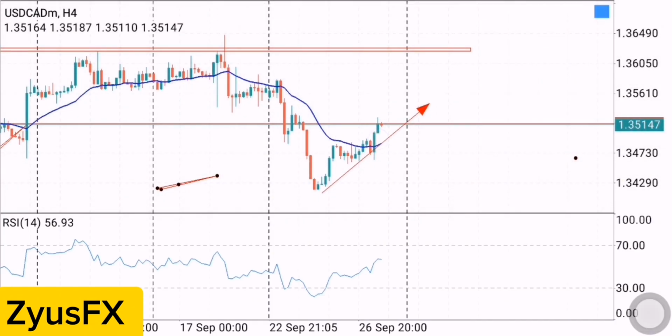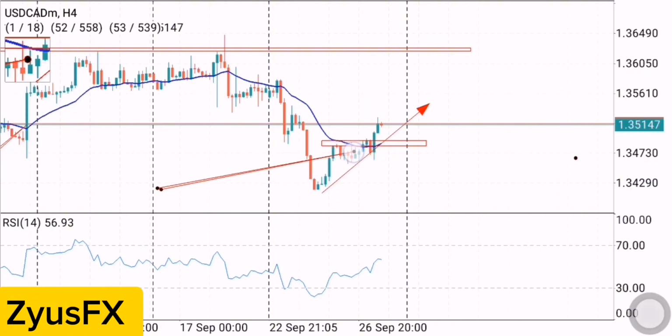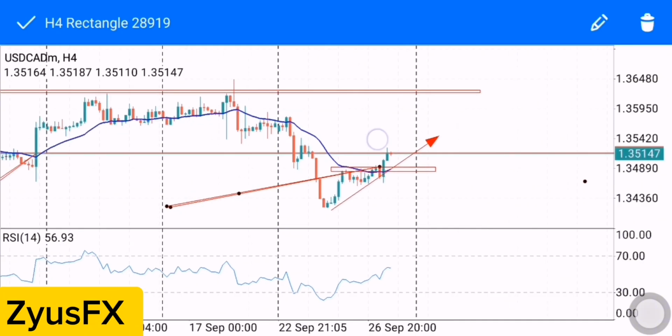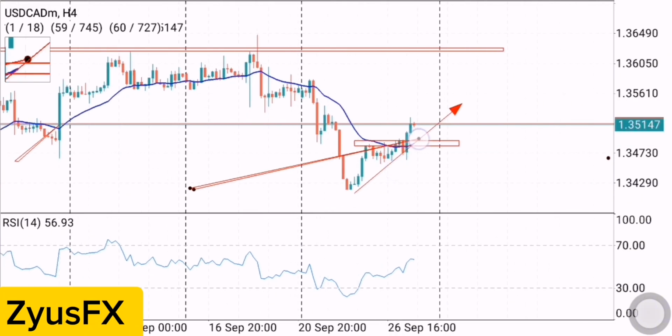This is the level that price was holding, and we finally had the break. Price was trading below the level for some time, and we finally had the break of that level by this candle here, by this bullish candle. So you want to plot out your levels on the 4-hour time frame.